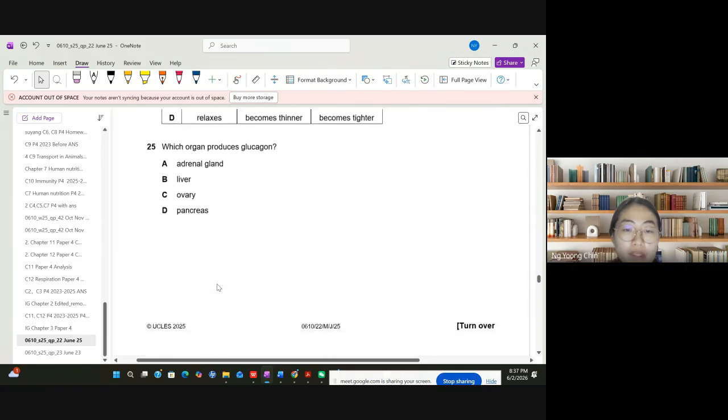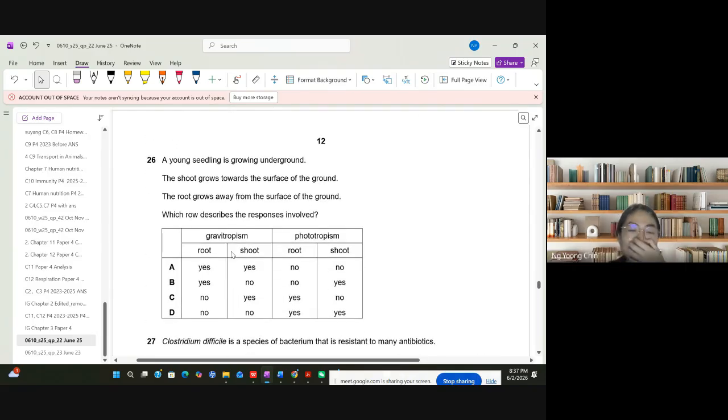One more, okay? We can try this one. Have a try. This is a tricky one. What's your choice? A young seedling is growing underground. So the shoot should grow toward the surface of the ground, and then the roots grow away from the surface of the ground. So what's the answer for this one? A, B, C, D. You want to have a guess?